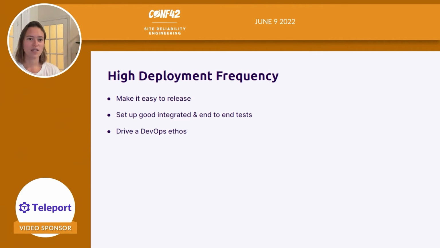But in this case, you can use a technique called release trains, where basically you ship to production in fixed intervals throughout the day, and that can help also increase your deployment frequency. You want to make sure that you're setting up good integrated and end-to-end tests so that you're confident in your deployments and aren't spending a long time on manually testing each use case and each application. And you want to make sure that you have good testing environments with accurate data, once again, just so that you're more confident in these releases.